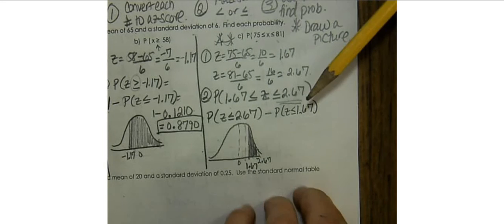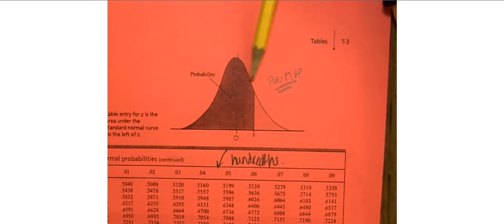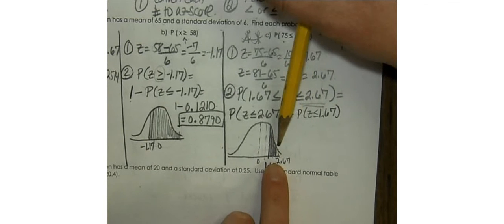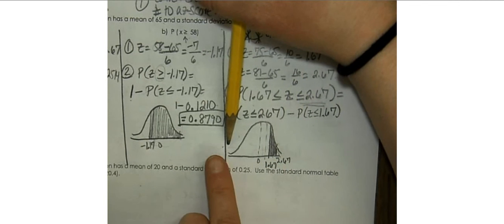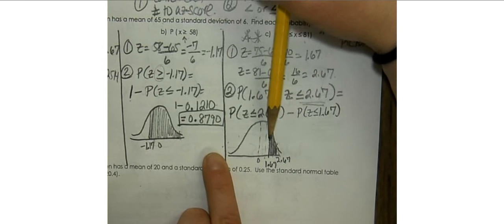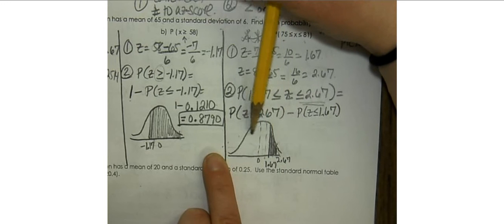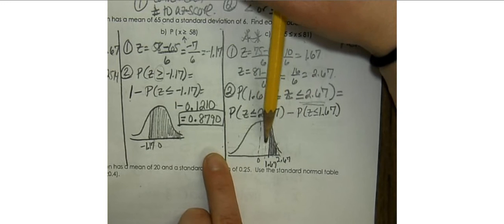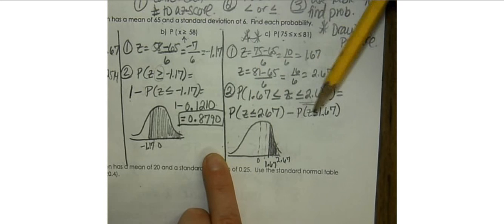What I did is I took my larger z-score, which is 2.67, and I can use my z-table because it represents everything that's shaded below, and I can find out the probability that z is less than or equal to 2.67, and that represents this entire space. But I don't want the entire space. I just want everything until 1.67. So any shading that would be less than 1.67, I want it to be taken away. So that's the reason why I'm going to write minus.